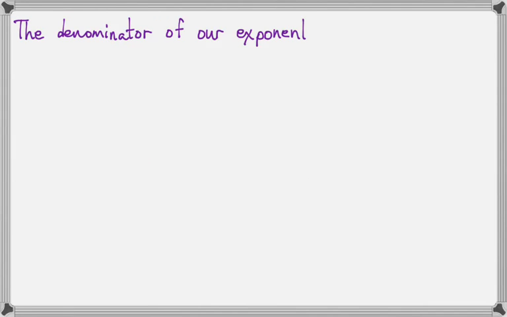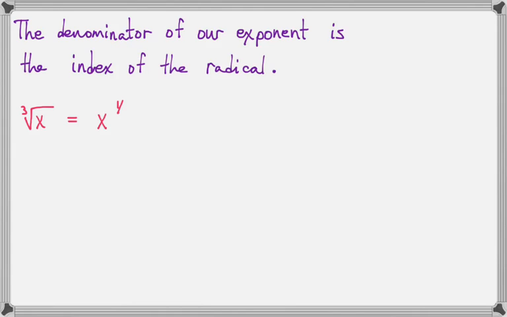Here's how it works. The denominator of our exponent will be the index of the radical. We're all familiar with radicals that have the index in the little crook. This number that is the index will always be the denominator of your exponent. Could not be simpler. The index becomes the denominator. So the third root of x can also be written as x to the 1/3. The seventh root of x can also be written as x to the 1/7.